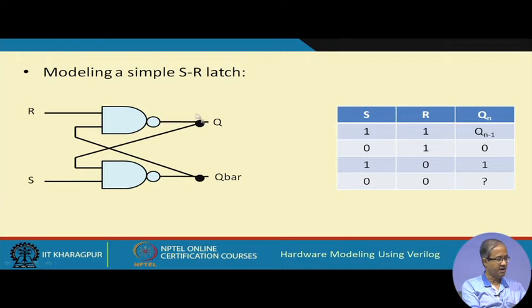Not only that, after that if I apply 1 1, what is Q n minus 1, that will be confusing to the hardware and also to the simulator, because this is not a valid state, both Q and Q bar are 1. So, which one will become 0 will depend on the relative delays of these 2 gates, which one is faster will force its output to change first. That is called race condition.